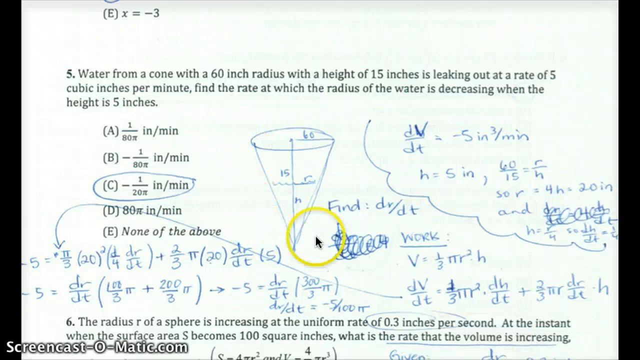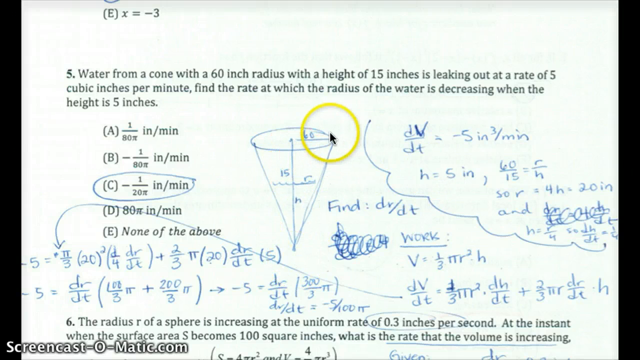Now, looking at this diagram, I know that what I want is dr/dt, and r is the radius of the water, which is not the same as 60, because 60 is the whole cone. And the height at that time is 5 inches, but the height's also changing. So in my diagram, I want to make sure I label it as h, not as 5. 5 is something I'll probably plug in at the end.